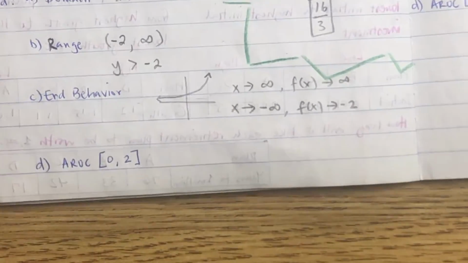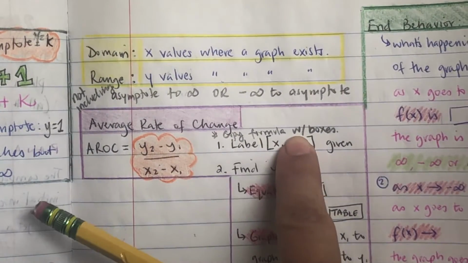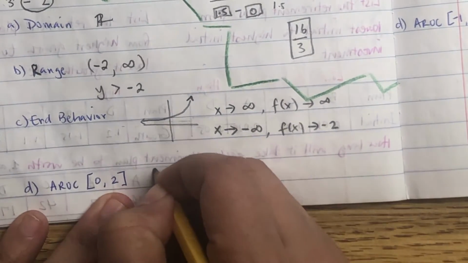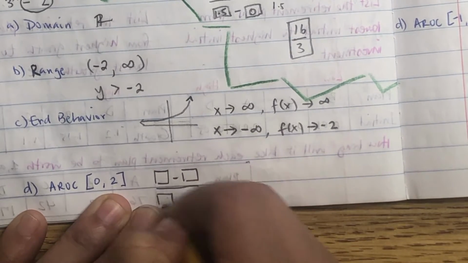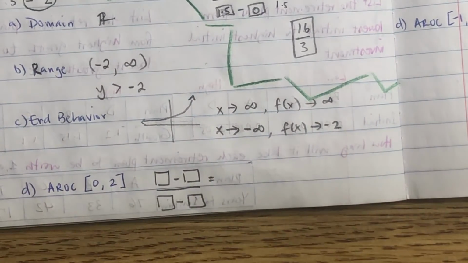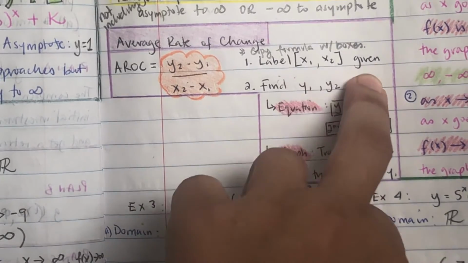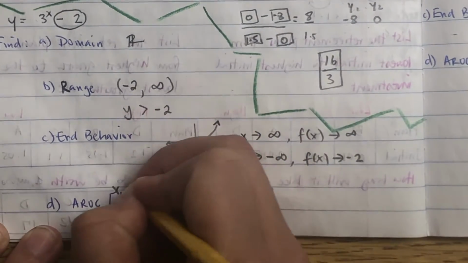All right, so we're going to do average rate of change. You're going to start with step 1: copy the formula with the boxes. So you're copying this formula with boxes. Box minus box over box minus box. Okay, my first step is that. My second step is to label x1, x2. It's given in your problem. So here's x1, x2.